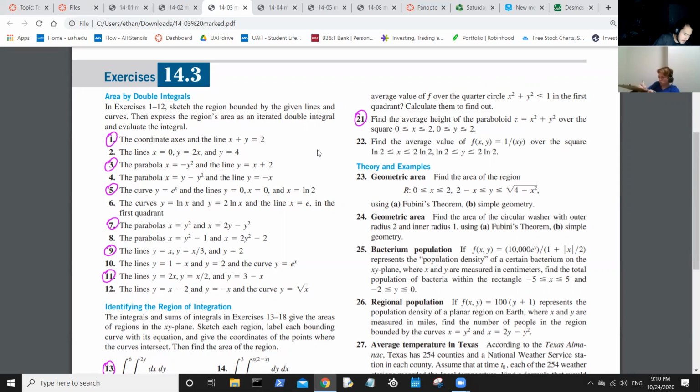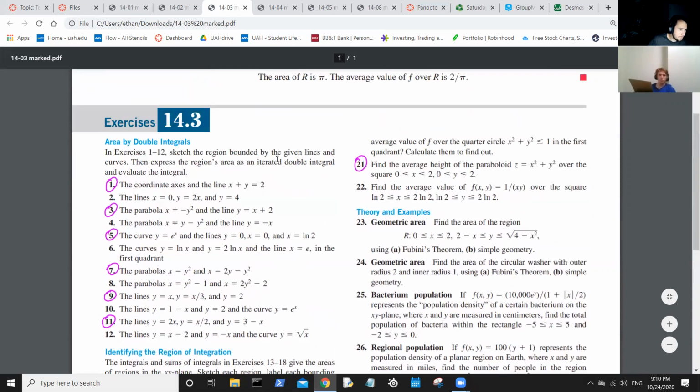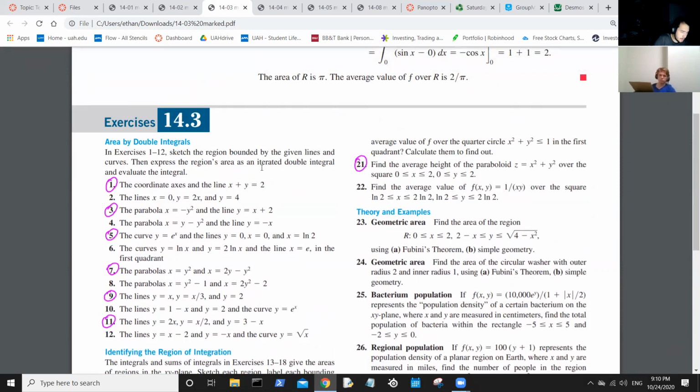Obviously he says sketch here, so we'll do the same. I say we probably do 1, 5, and 9 here, because these will probably be quick. Unless 13 is different. We'll look at that one later. All right, so 1: the coordinate axes and x plus y is equal to 2.